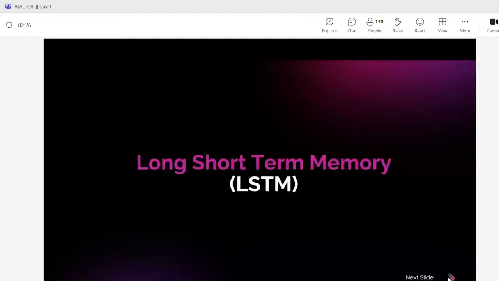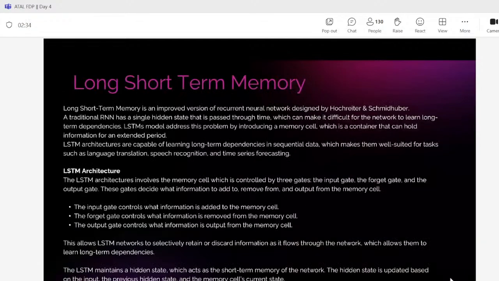First, we'll discuss LSTM. It is an improved version of RNN, designed by Hochreiter and Schmidhuber. A traditional RNN has a single hidden state that is passed through time, which can make it difficult for the network to learn long-term dependencies. So it is very difficult. So the LSTM model addresses this problem by introducing a memory cell.